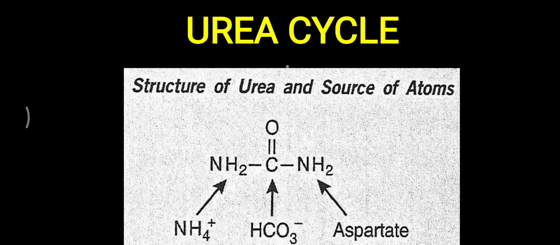Hello friends, today's topic is the urea cycle. The urea cycle means how urea is generated in our body, and that is explained in this video. Before starting the urea cycle, you have to remember that urea is the end product of protein metabolism.